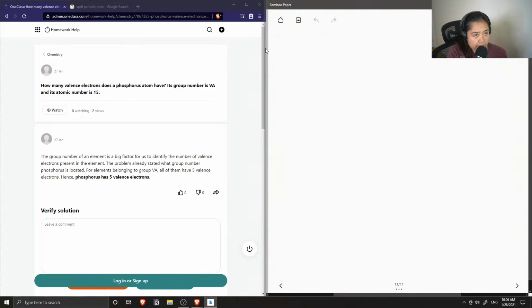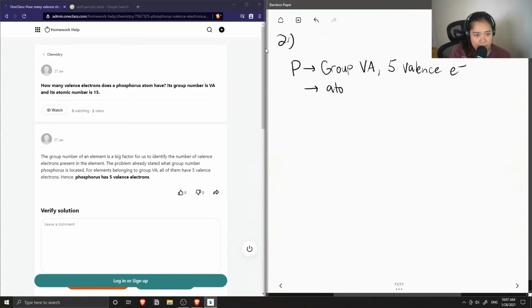Okay, so question number 2. How many valence electrons does a phosphorus atom have? Its group number is 5A, and its atomic number is 15. So this question gave us some helpful tips. Phosphorus is in group 5A, and there's a rule that when you're in group 5A, you have 5 valence electrons. And they also told us the atomic number of phosphorus, which is 15.